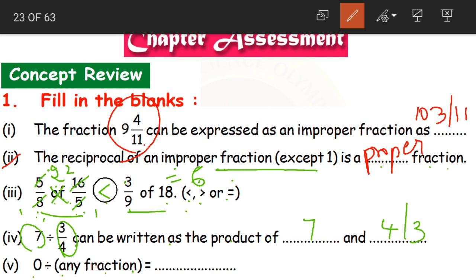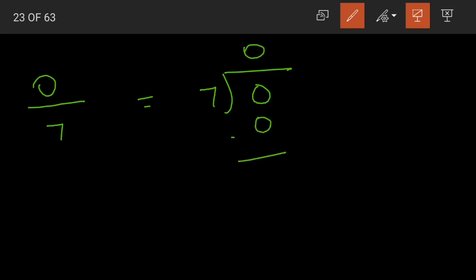0 divided by any fraction is equal to dash. See, 0 divided by any fraction. Let us take 7 for example. 0 divided by 7. We know that 7 zeros are 0. When we subtract, the answer becomes 0 itself.